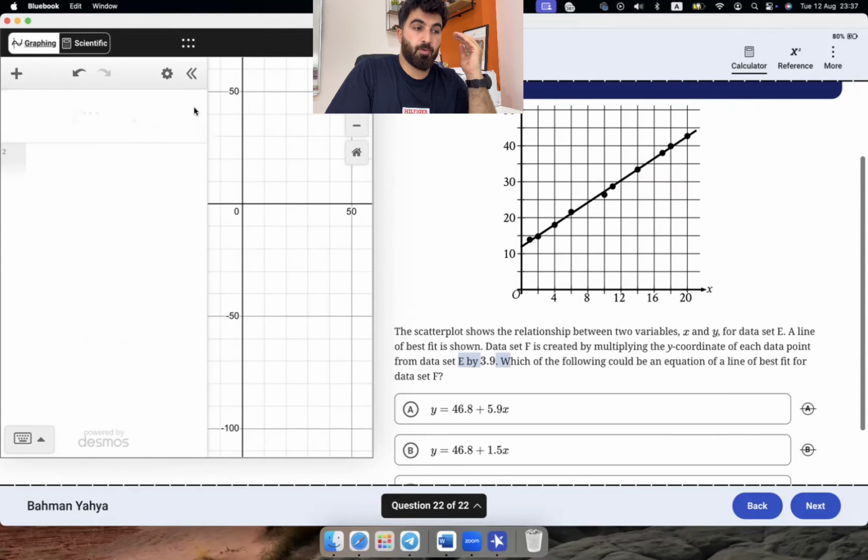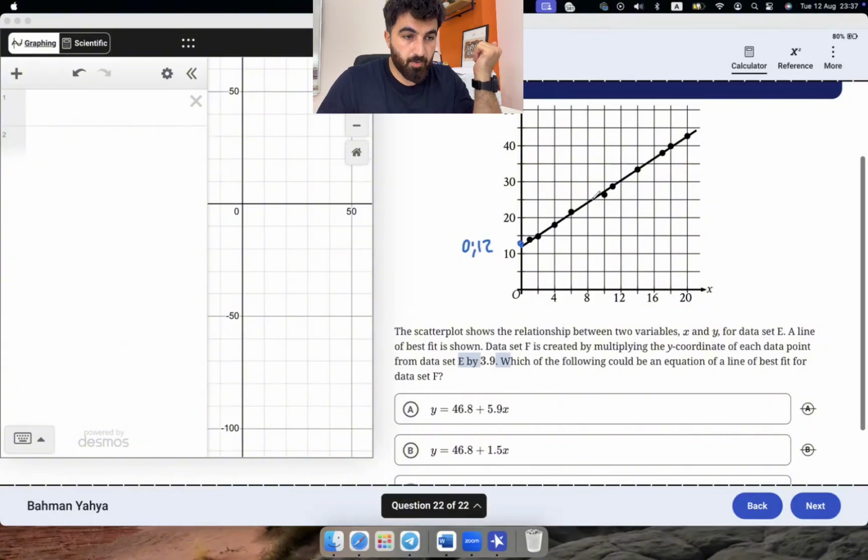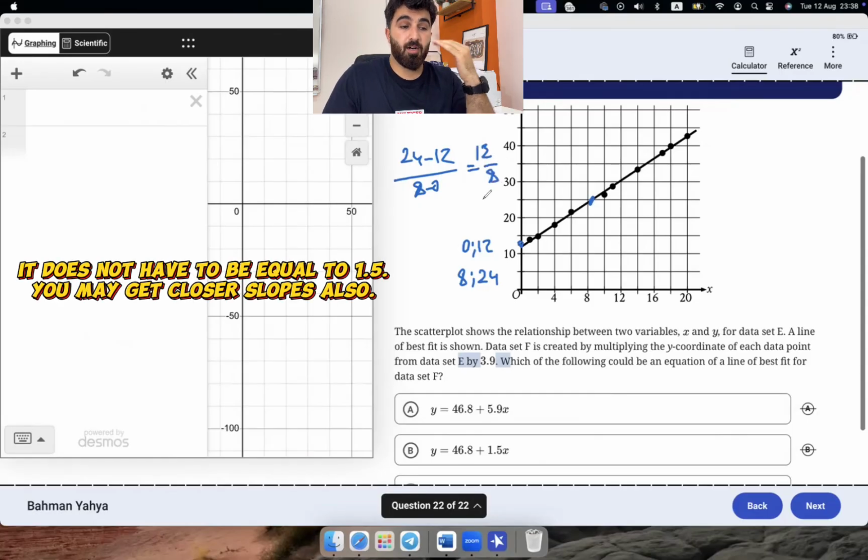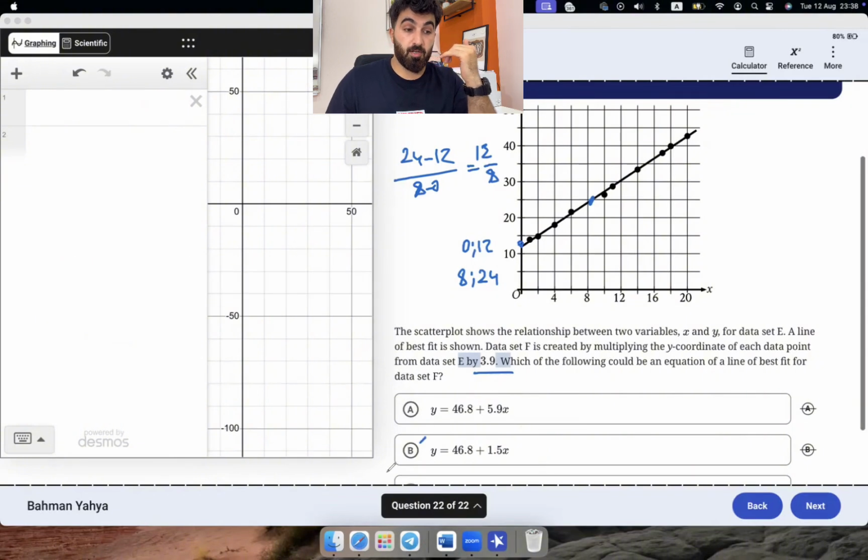What is the slope? Take 2 points and check the slopes. What I will do, I'll take these points. Let's say 0 and 12, and any point I'll pick. Let's see this one. It's 8 and almost 25, a bit less than maybe 25. Let's say 8 and 24. Let's find the slope. y2 minus y1 divided by x2 minus x1, which is like 12 divided by 8. This is 1.5, but because we are going to multiply by 3.9, it's not 1.5. The answer will be A.